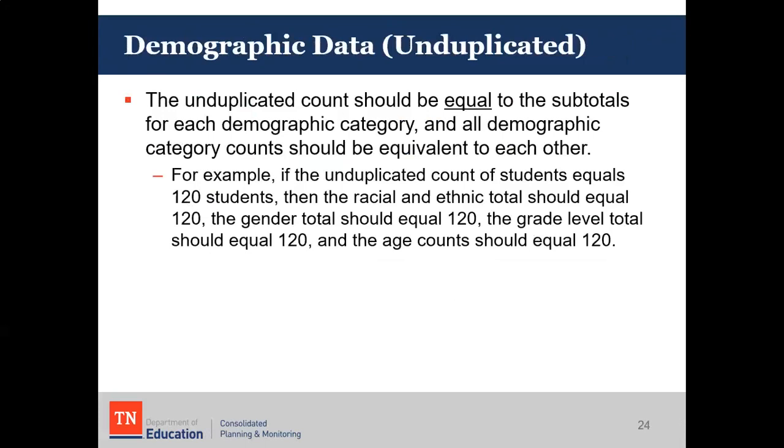Talking about the demographic data, this goes back to the unduplicated count, which should be equal to the subtotals of each demographic category. All demographic categories should be equivalent to each other, and this is a good way to check your data quality. For example, if the unduplicated count of students equals 120, then the racial and ethnic total should equal 120, the gender total should equal 120, the grade level total should equal 120, and the age counts should equal 120.